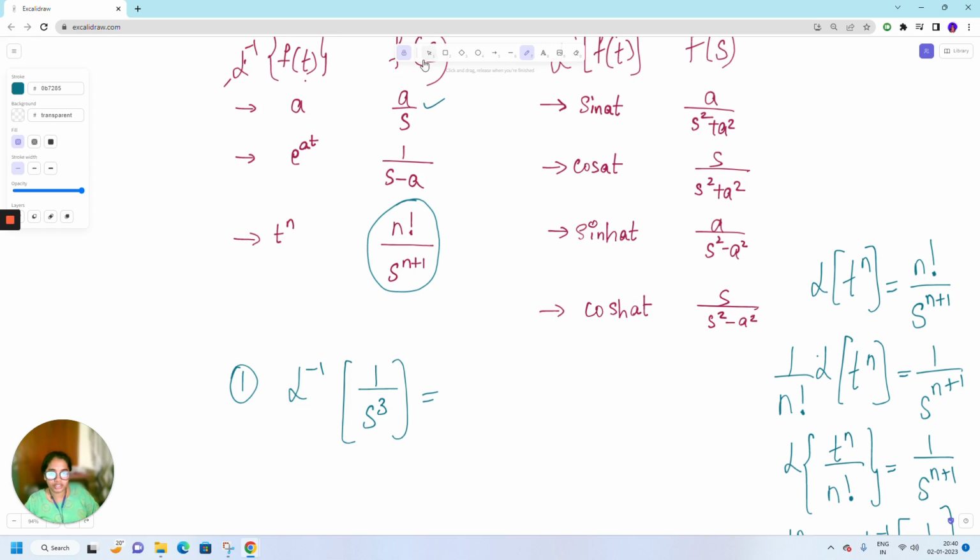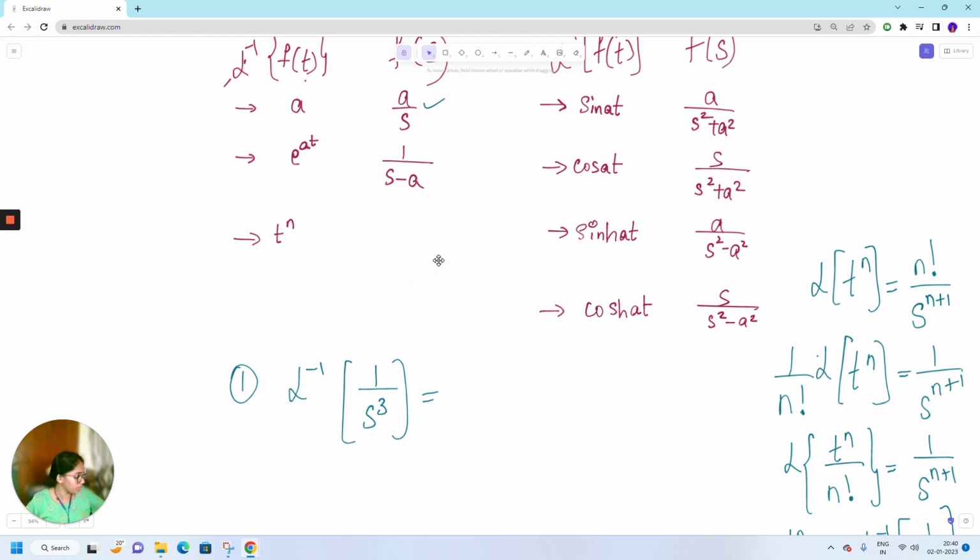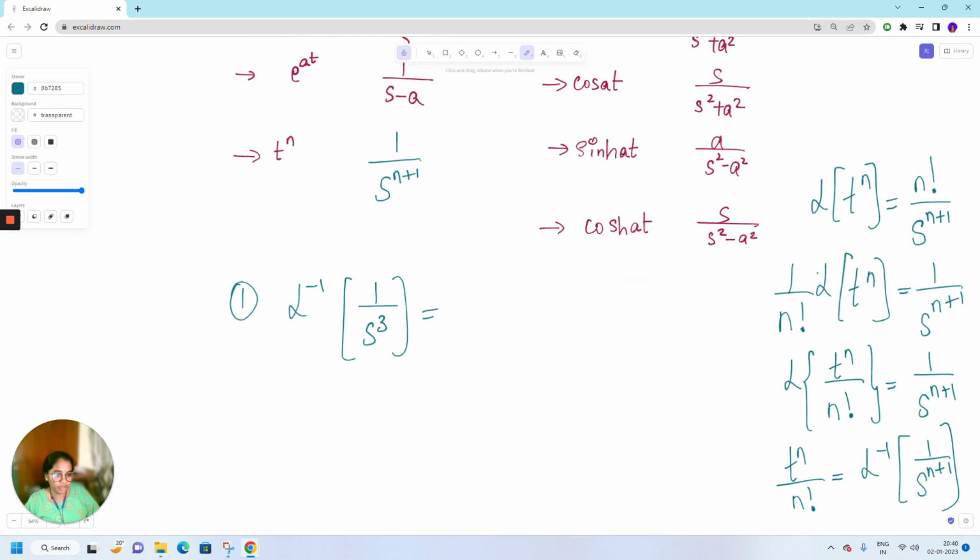Can I change this formula? Yes, I'll change that formula to Laplace inverse of 1 divided by s to the power n plus 1 is equal to t power n divided by n factorial. So here I'll replace the question as 1 divided by s to the power 2 plus 1. What is the formula? L inverse of 1 divided by s to the power n plus 1 is equal to t power n divided by n factorial.